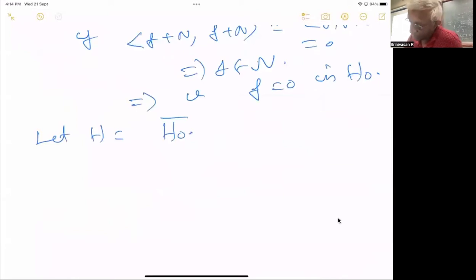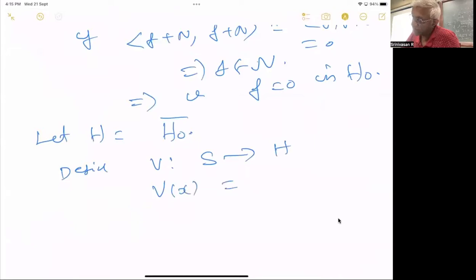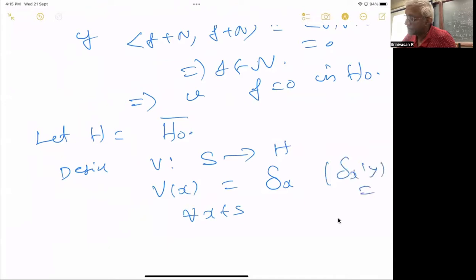Now define V from S to H, where V of x is equal to delta x. What is delta x? Delta x of y is equal to 0 if x is not equal to y, and equal to 1 if x is equal to y. This is the delta function. That's how we defined V.